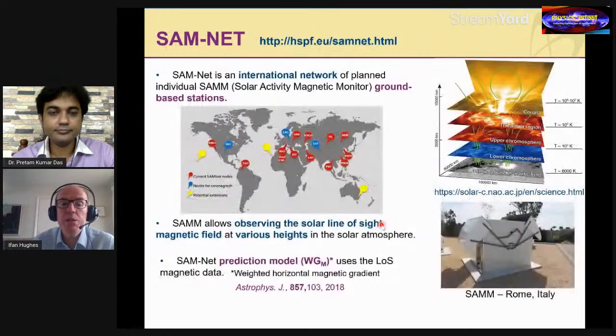So how are we going to do that? So we at Durham are part of an international network known as SAMnet. So it's an international network, and the idea is to have these devices based on telescopes at various locations in the Earth, one at every time zone, continuously monitor the sun. And the question is, what you learn from taking pictures of the sun on Earth about the magnetic field.